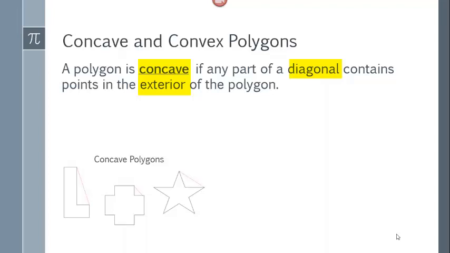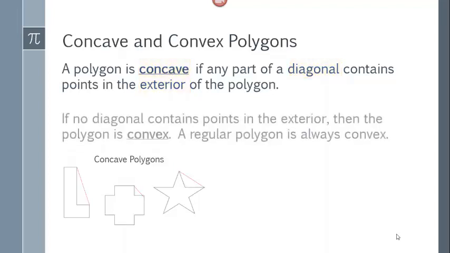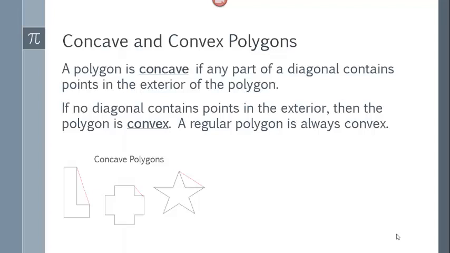Take a look here. All three of these polygons have a diagonal that's actually outside of the figure, so that's considered concave. And a convex polygon has all of its diagonals inside. So these three over here on the right would be considered convex because, as you can imagine, all of their diagonals fall inside of the polygon. We deal mostly with convex polygons, but we'll see some concave ones as well.